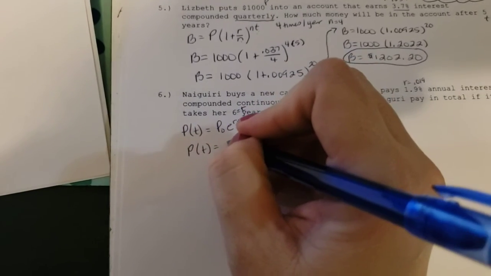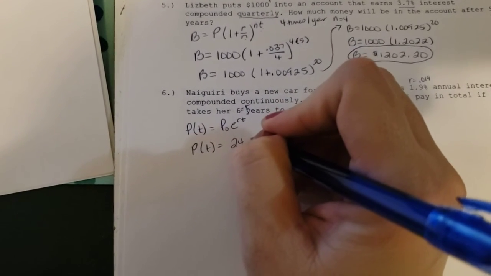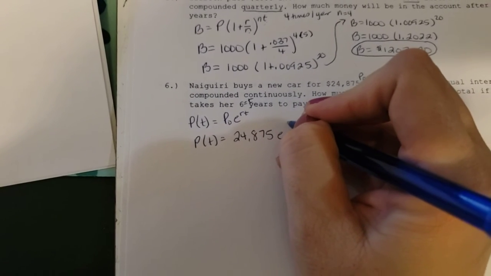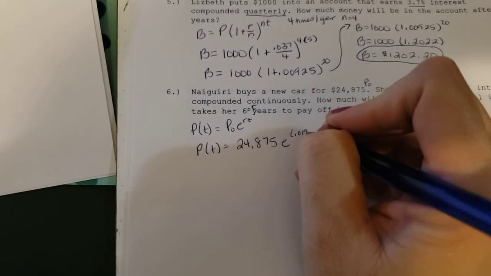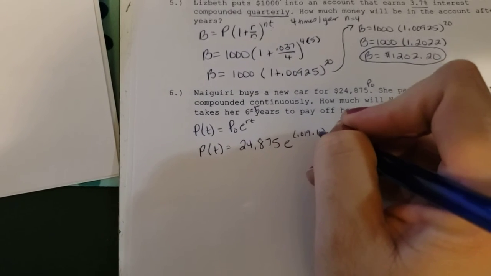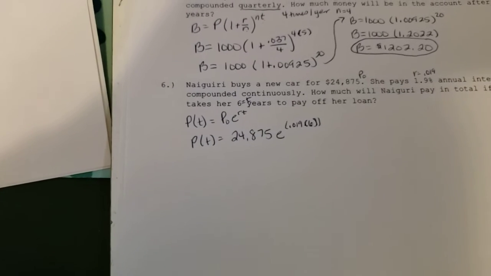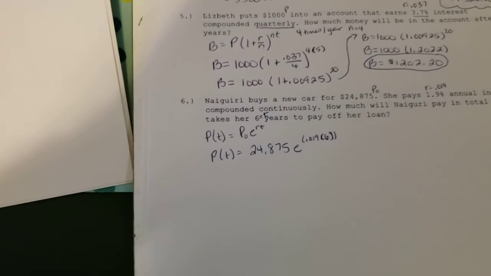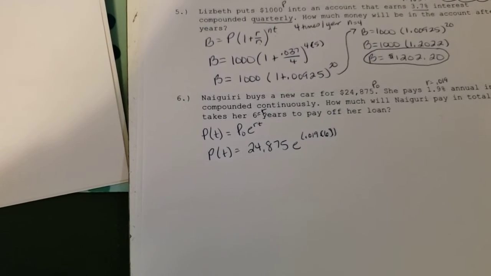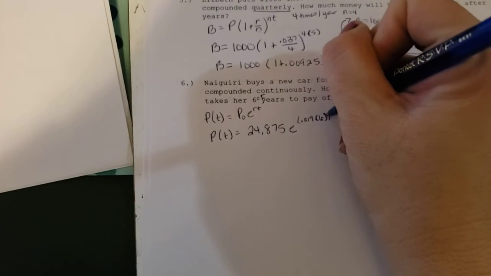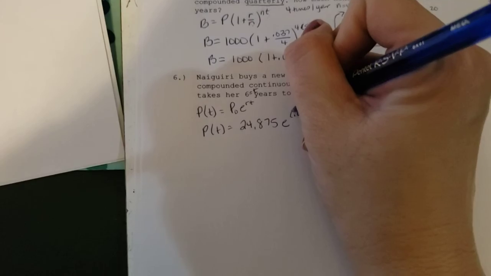So now I'm just going to plug in numbers. So 24,875 times e to the 0.019 times 6. I'm going to put parentheses around that 6 because it kind of looked like 0.019.6, so that's not good. So that's 2 sets of parentheses there.